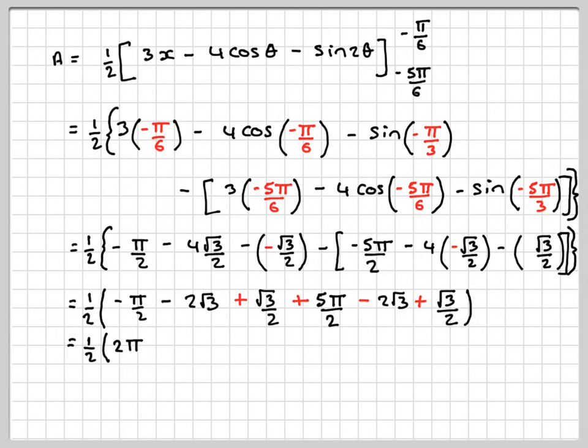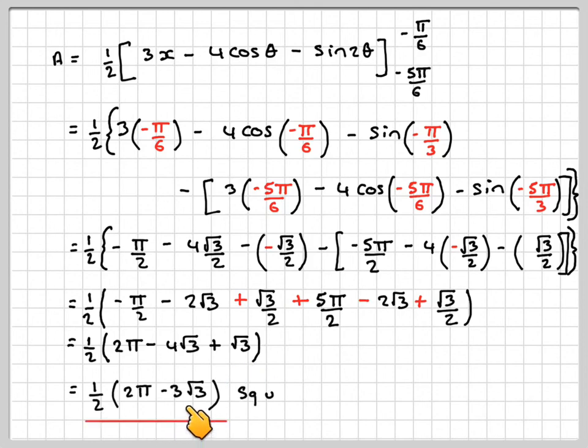I've still got that half out the front. Minus 2 root 3 minus 2 root 3 will make minus 4 root 3, and plus root 3 over 2 plus root 3 over 2 will make root 3. The last step will be to just add these together here, so we get a half of 2 pi minus 3 root 3 square units.